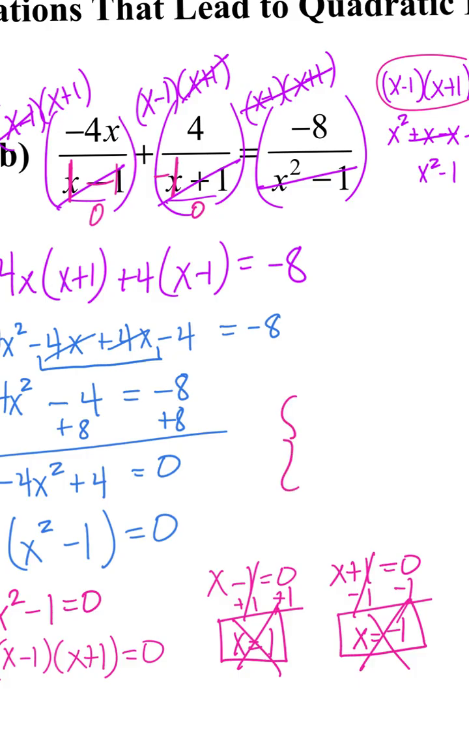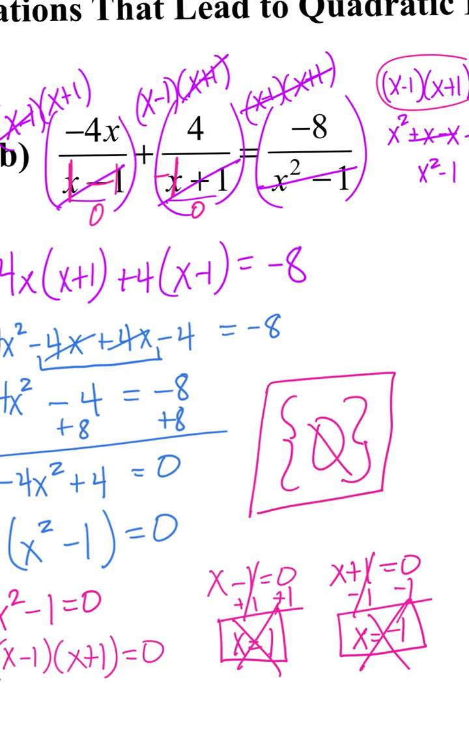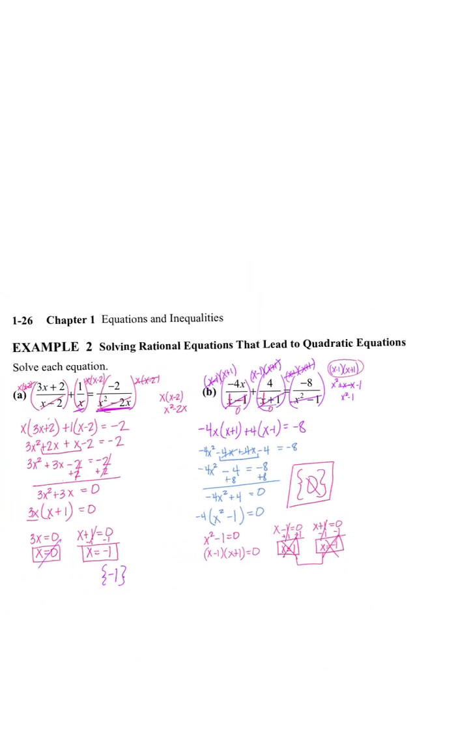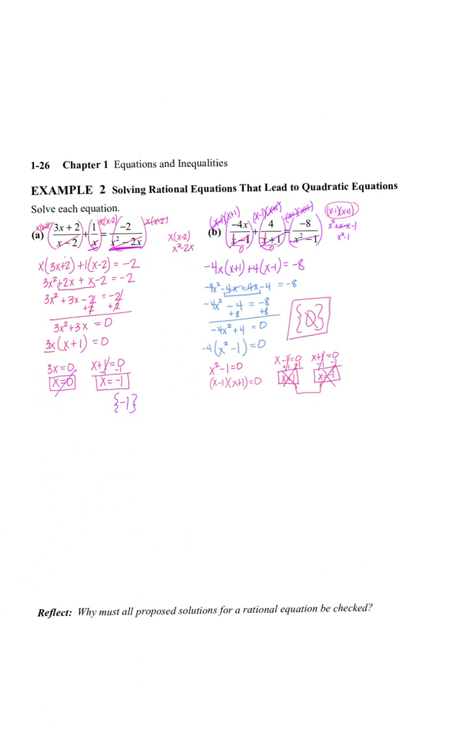So your solution set is empty. There is no answer that will work. So your proposed solutions, these two numbers, are invalid. So you don't have a solution for this problem. All right, so let's look at the next two.